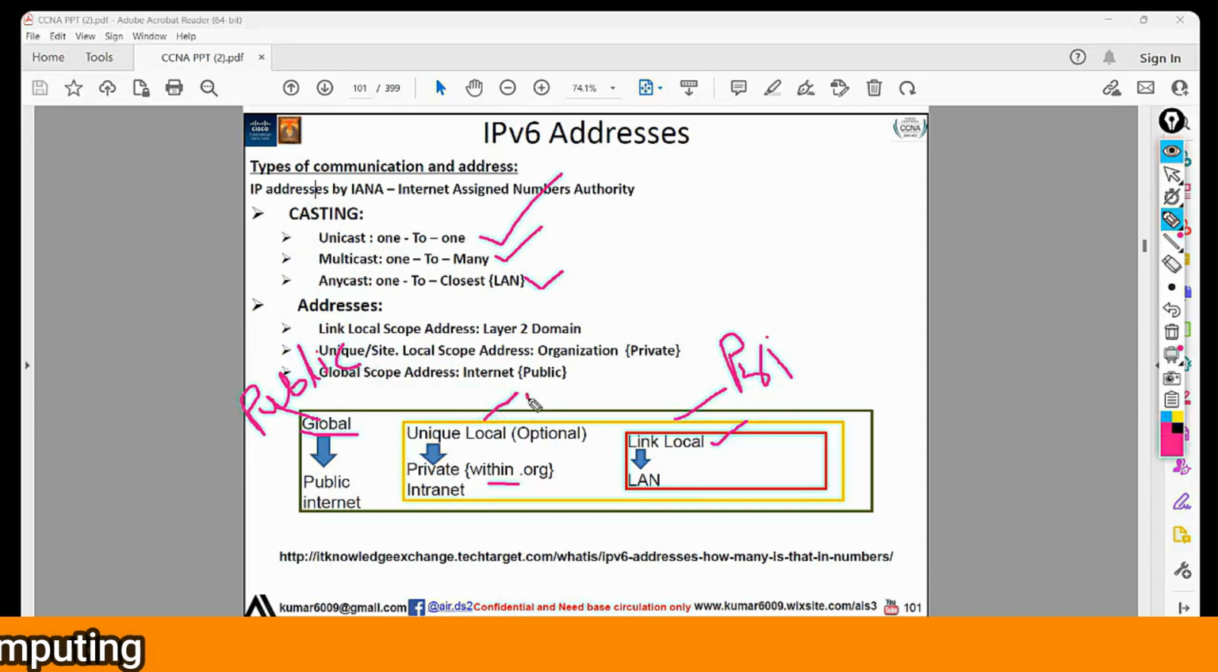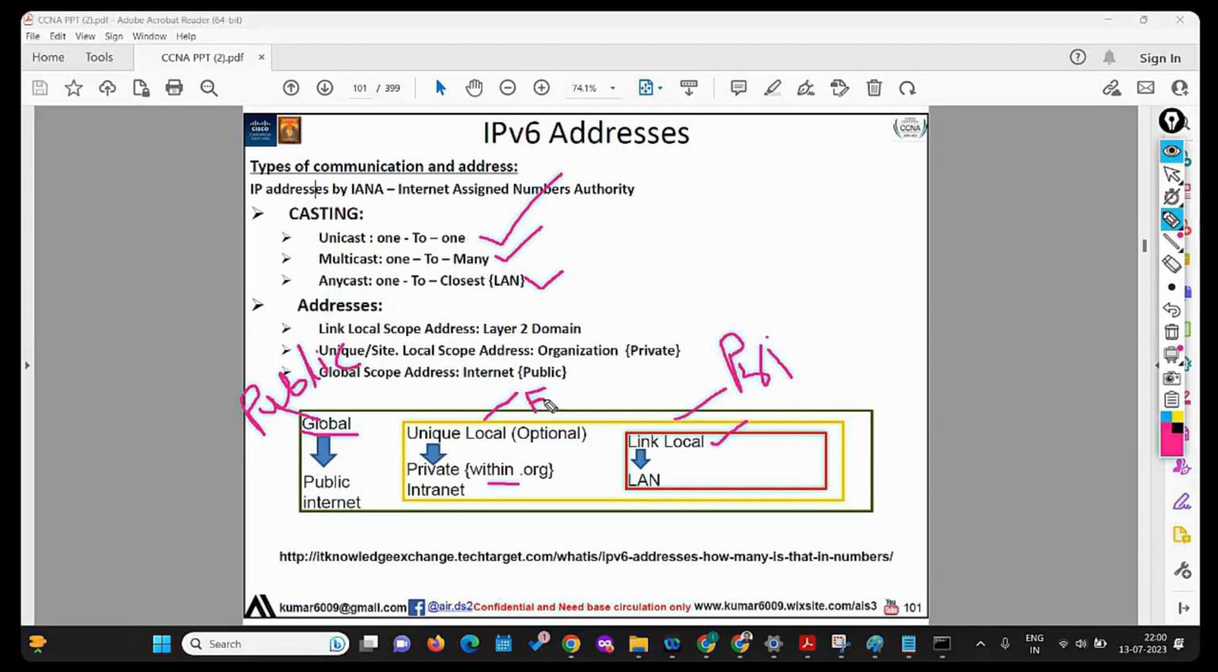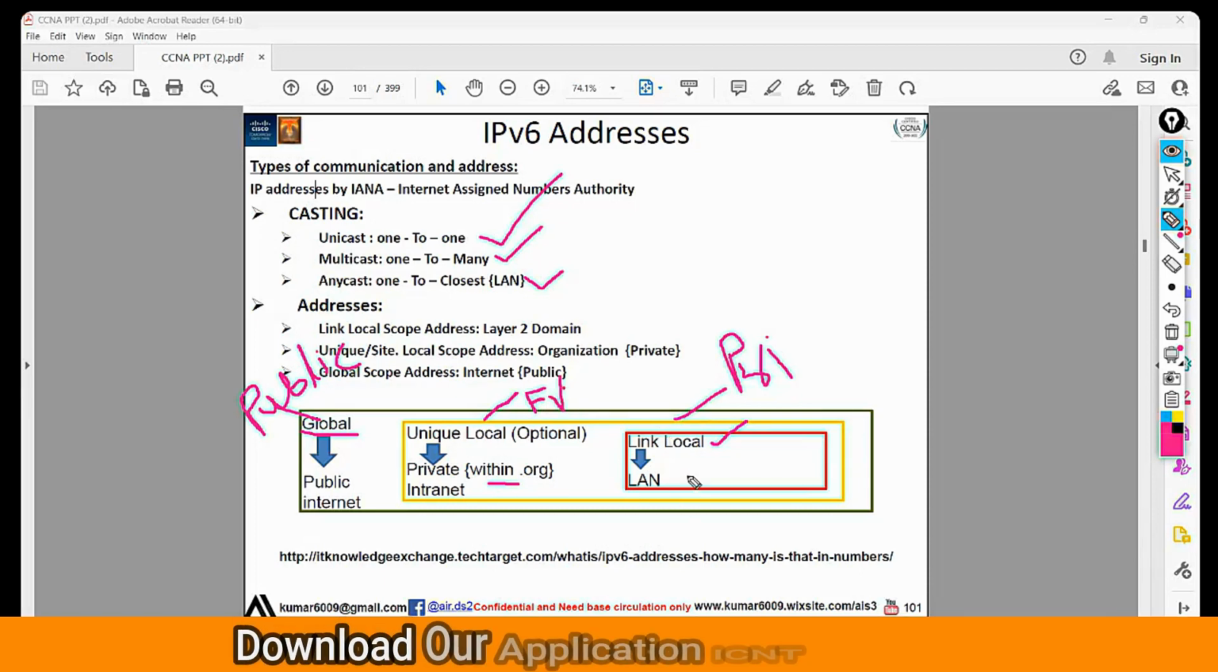Unique local is a free address. They have given one range, and within that range you can use it. It's a free address, like 192.168 in IPv4. This link local automatically gets configured using the MAC address.